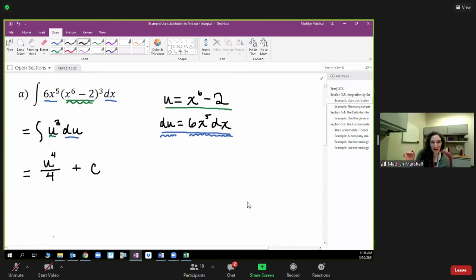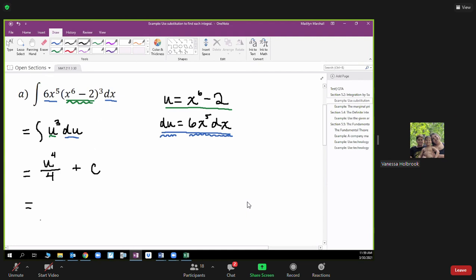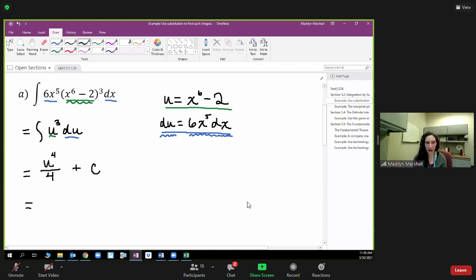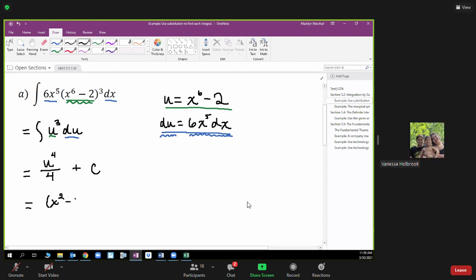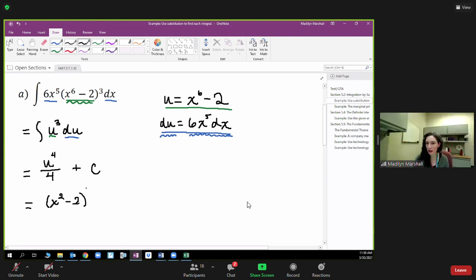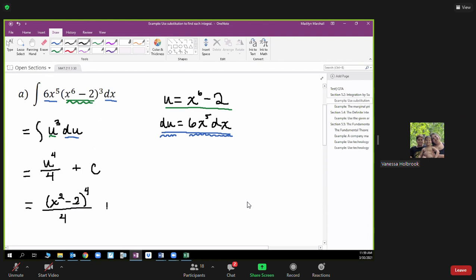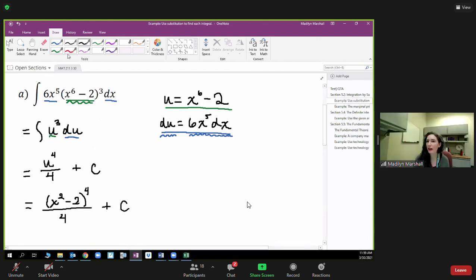So we still have one more step here in this one though, because our original integrand was in terms of x, but now we have a u, so we need to go back to the x, which just means plugging in that thing that we said was equal to u. And now we have our answer.